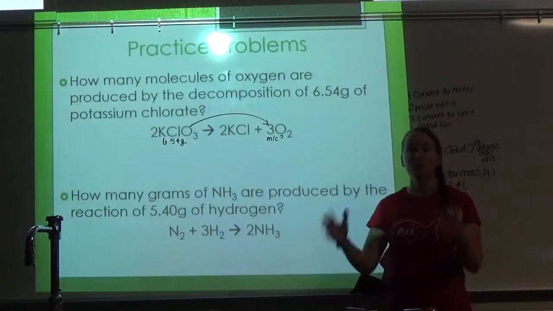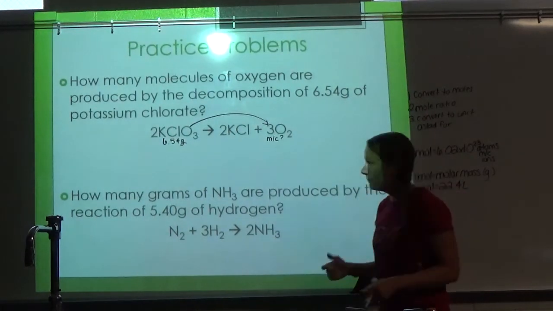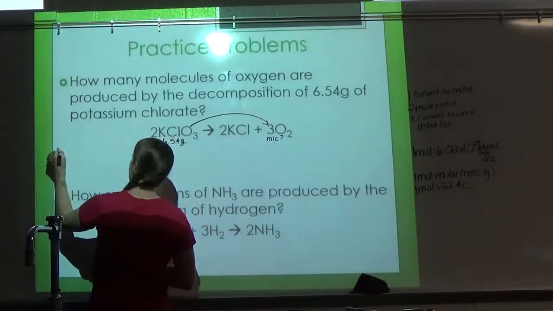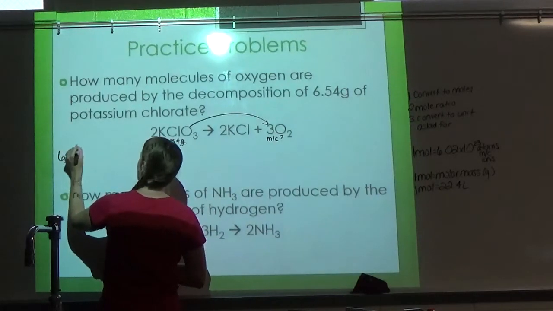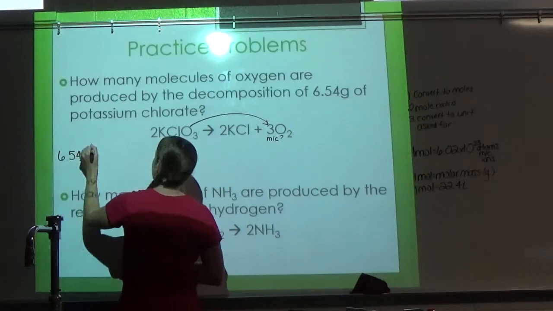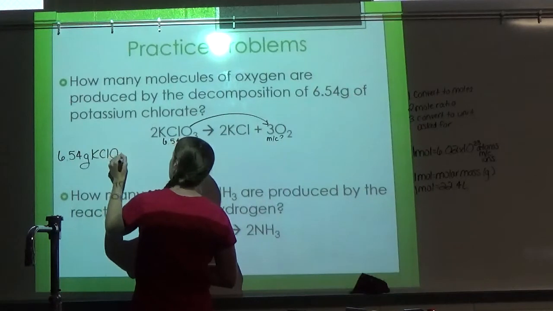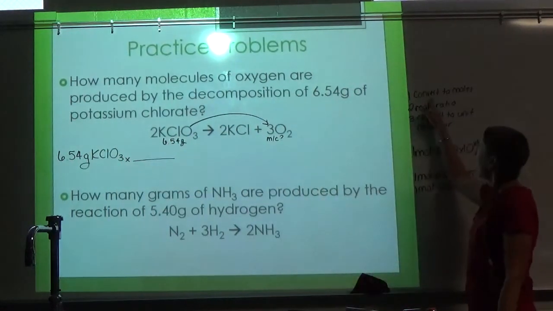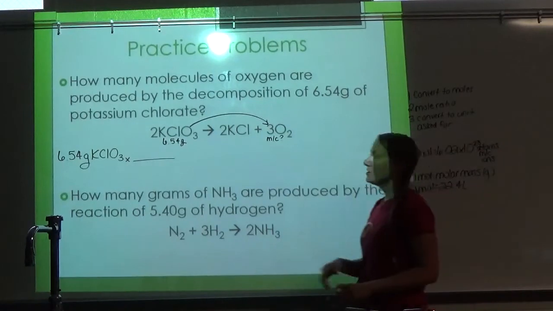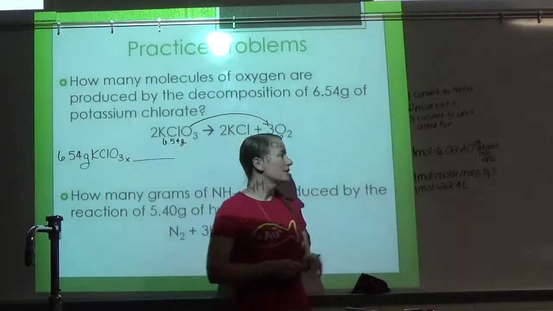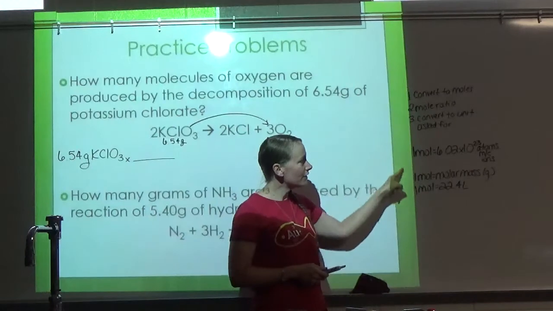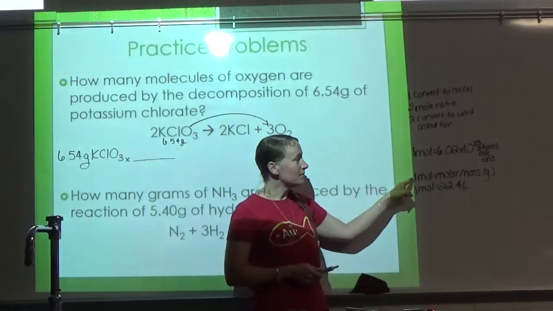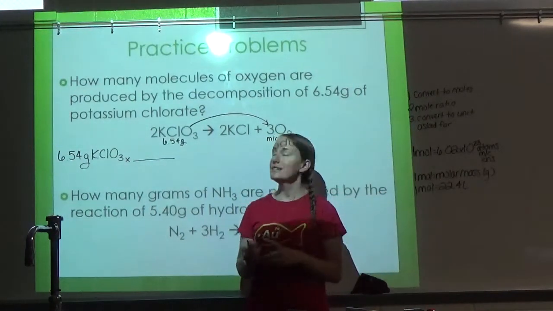All right, so remember, you start with what you're given. So I'm given 6.54 grams of potassium chlorate. All right, so first step, I need to convert to moles. So I have grams, so which one of these would I use to convert to moles? Well, from grams, I'm going to use molar mass. So I need to add up the molar mass.